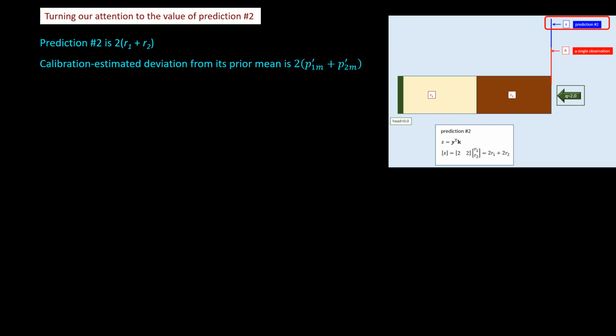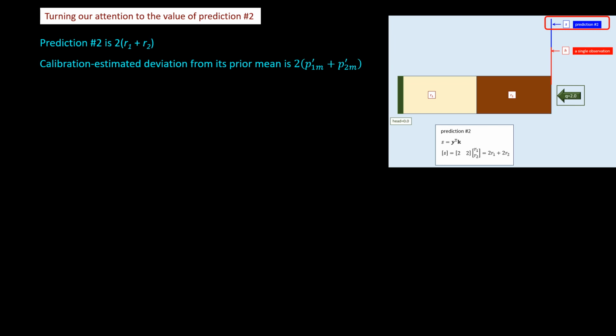Alright, now let's turn our attention to prediction number 2. Recall that prediction number 2 is the head in the right-hand well when inflow to the model is doubled. It's calculated as twice the sum of the two resistances. Calibration estimated deviation from its prior mean is twice the sum of the two deviations from their prior mean of each of these two resistances.